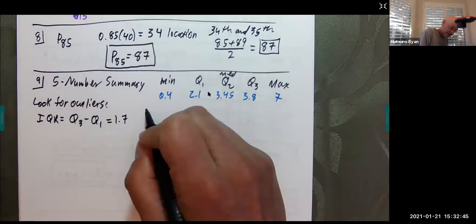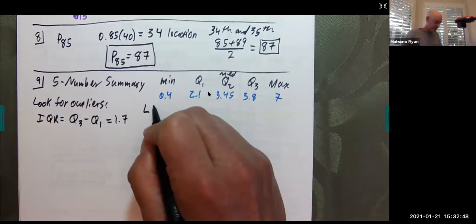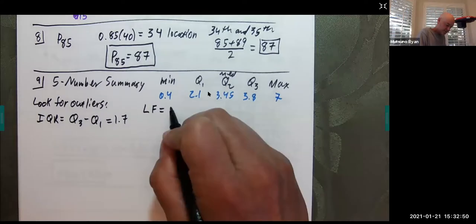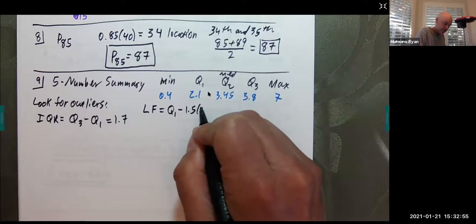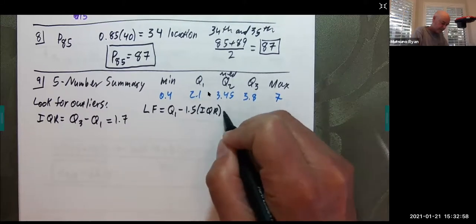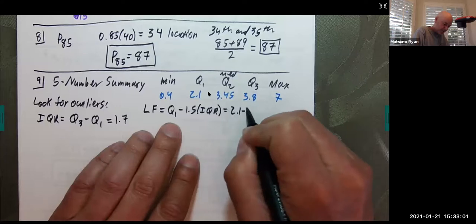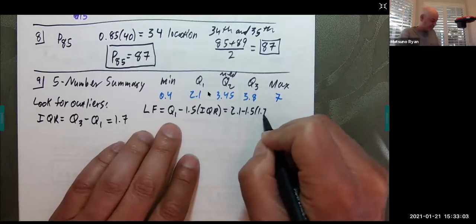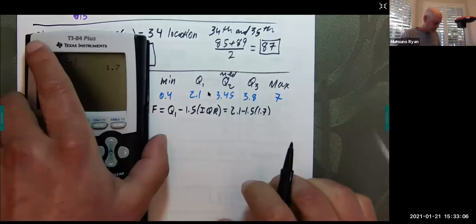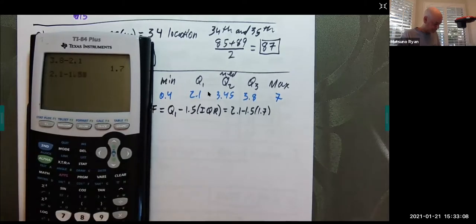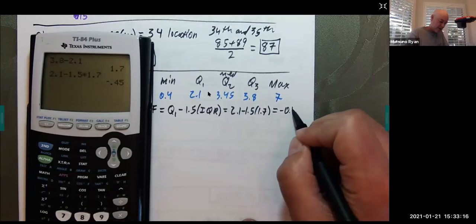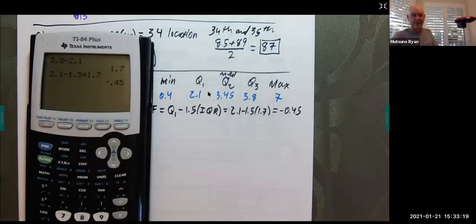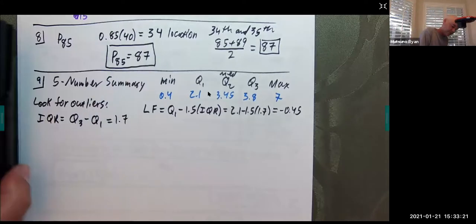So the lower fence is going to be Q sub 1 minus 1.5 times the IQR. So that's 2.1 minus 1.5 times 1.7. And none of our data are negative, so we don't have any that are outliers at the bottom. Let's try the upper fence now.